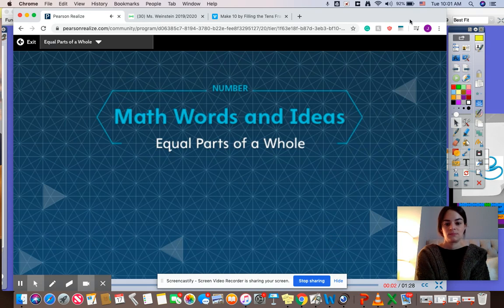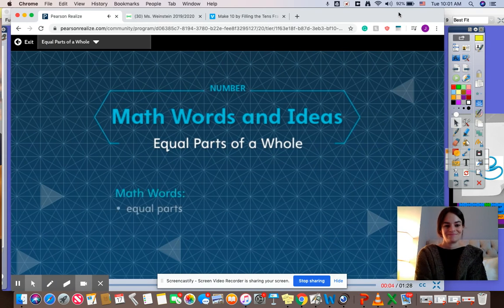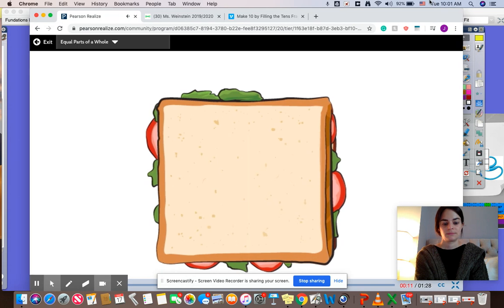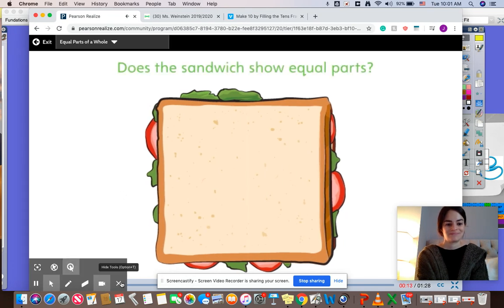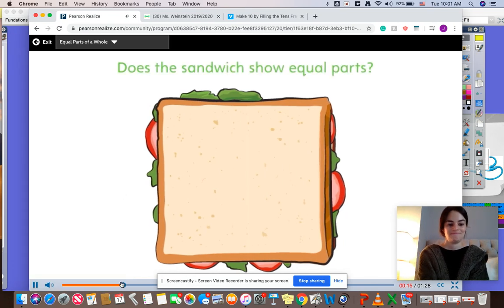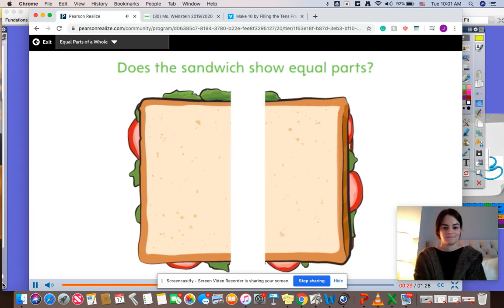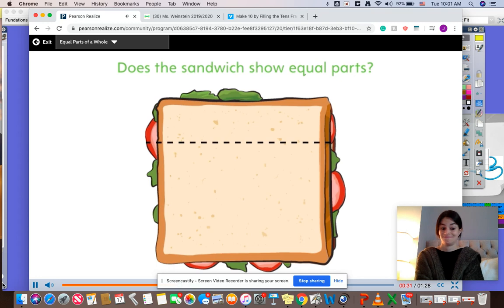Equal parts of a whole. Fractions are numbers used to describe equal parts of a whole. Things can be divided into equal parts in many different ways. This sandwich has been divided into 2 equal parts. Each part is half of the sandwich. If I share this sandwich with a friend, we will each get the same amount of sandwich. If I cut the sandwich here, will there be 2 equal parts?